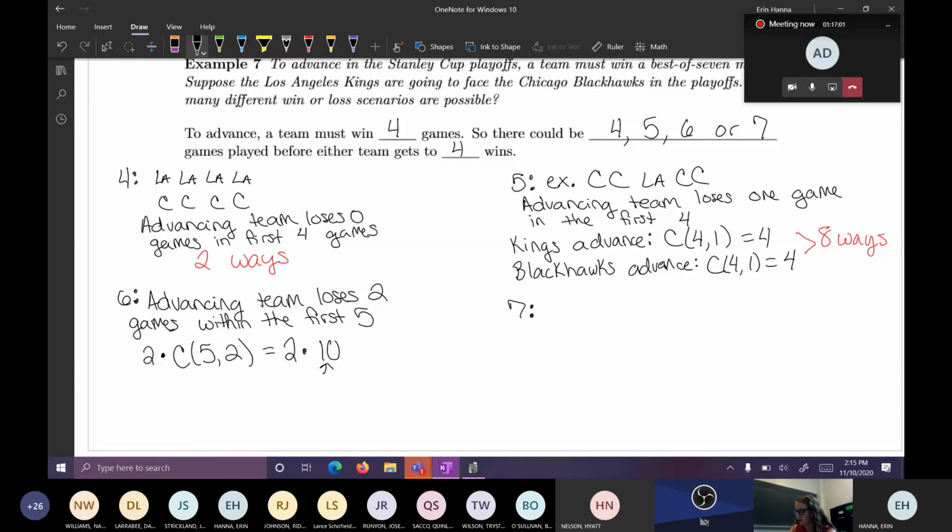Let me write out the factorial way. So it would be 5 factorial over 3 factorial times 2 factorial, which will be 10. So 2 times 10 is, let me write it in another color again so it pops out, 20 ways for there to be only 6 games.